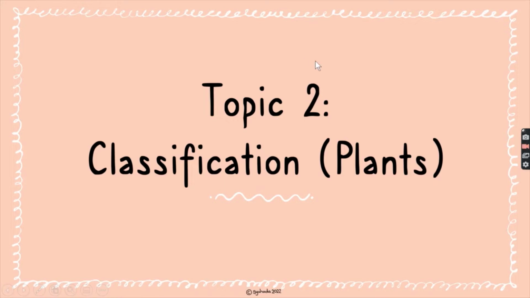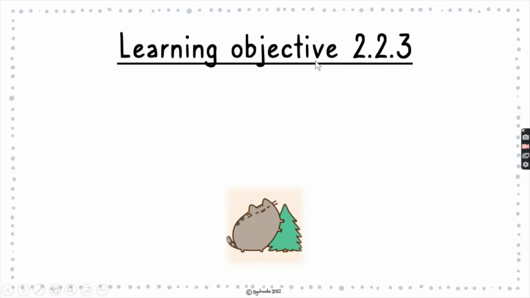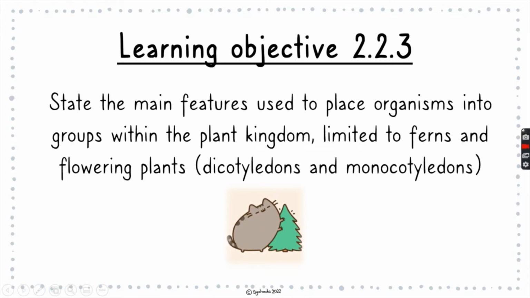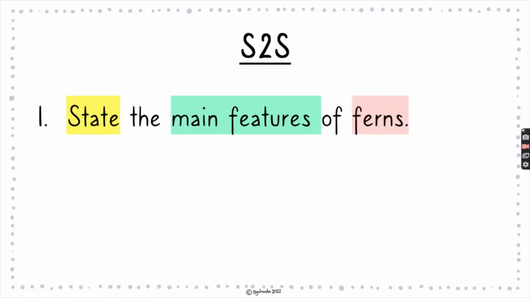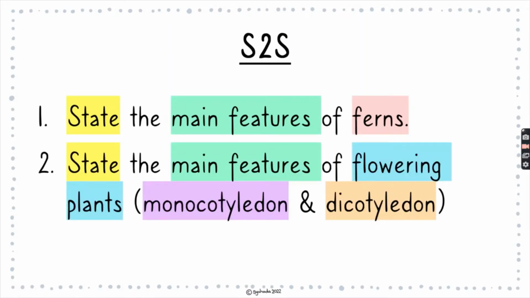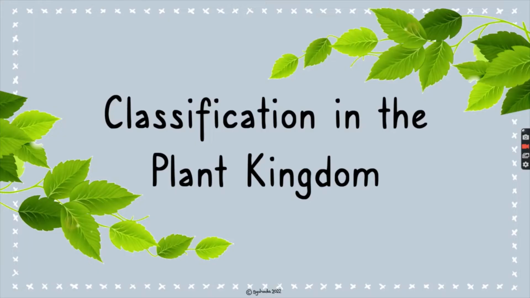Today we are covering topic 2, classification in plants. If you have your Cornell notes ready, this is your learning objective 2.2.3. State the main features used to place organisms into groups within the plant kingdom, limited to ferns and flowering plants, which includes dicots and monocots. Your step to success today is to state the main features of ferns and state the main features of flowering plants, Monocotyledon and Dicotyledon.